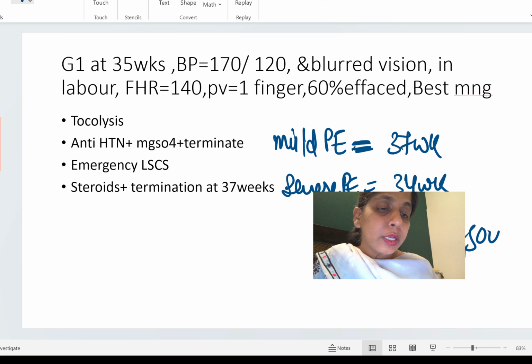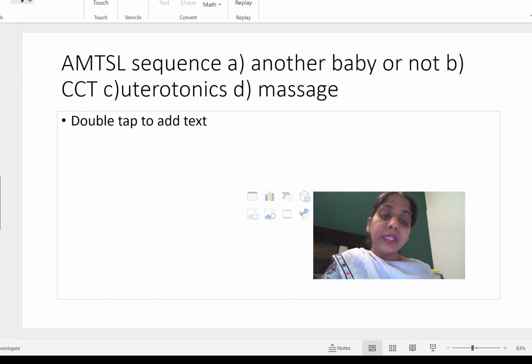This is the active management of third stage of labor sequence. As I already told you, this time a lot of sequences were asked. So this is not the exact sequence. Let me tell you what the exact sequence is. First of all, after delivering the baby, we see whether there is another baby or not. It can be a twin pregnancy which has been missed on antenatal checkups.